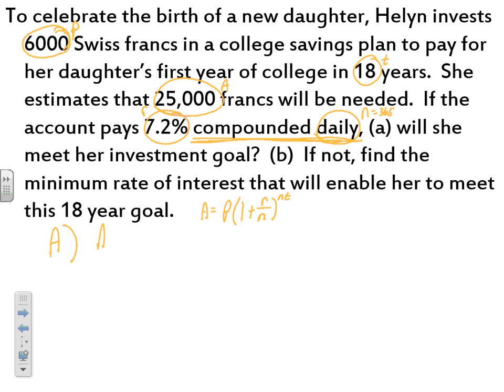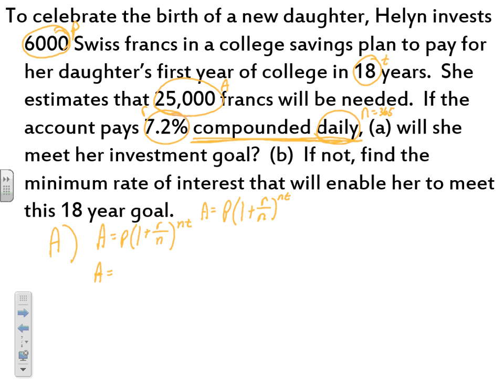So the formula says the accumulated amount is equal to the principal multiplied by 1 plus the rate over the compounding amount, to the compounding amount and time as an exponent. So the goal is trying to get 25,000 francs. Now I can tell you just by the way the problem is set up, part B says if not, so part A probably says no, they're probably not going to meet their goal. But let's go ahead and see what the numbers tell us.